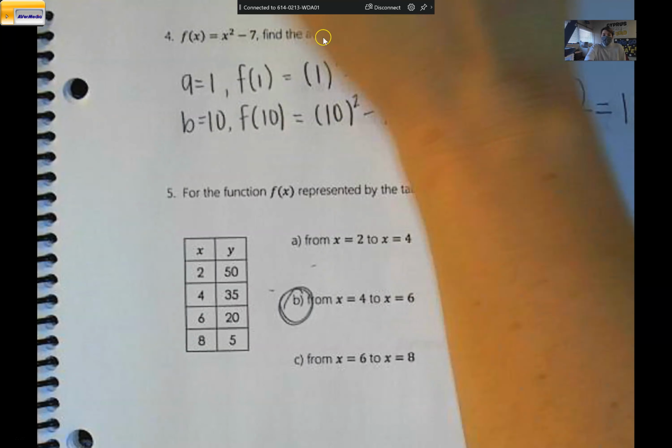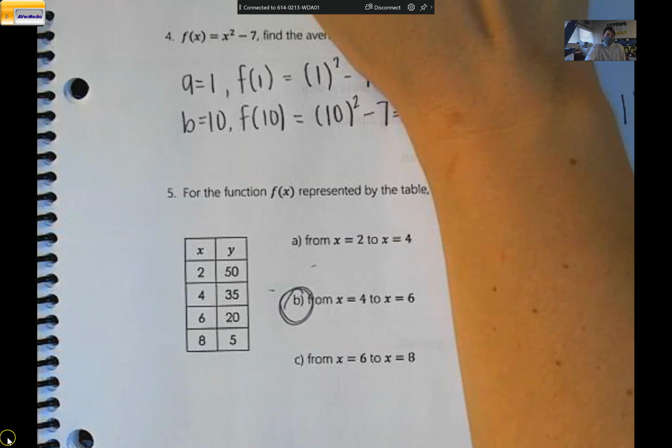Okay, your quiz is in Canvas and your module is showing.